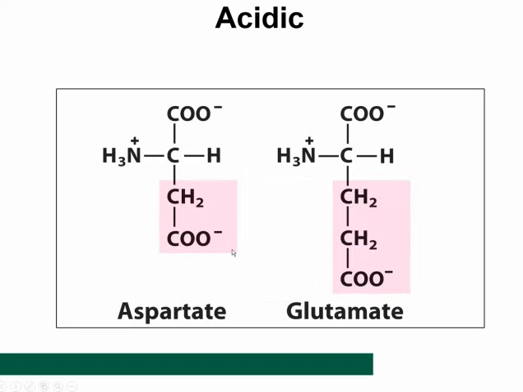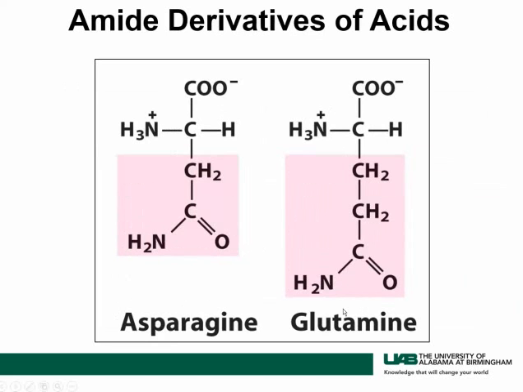Next to the last one is acidic, and this is aspartic acid or aspartate, glutamic acid or glutamate. Now, if you were to knock off the OH and replace it with NH2, you have amide derivatives, and this is aspartic acid. You knock off the OH, replace it with NH2, you have asparagine from aspartic acid. You knock off the OH, replace it with NH2, you have glutamine instead of glutamic acid.